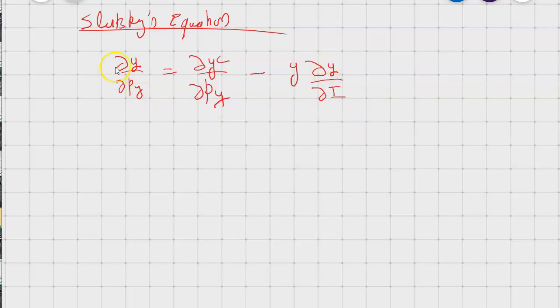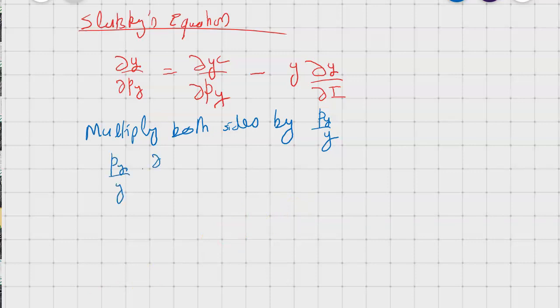So we want to now transform this equation into the elasticity form. We will do this by multiplying and dividing both sides by an expression. Specifically, we will multiply and divide both sides by py over y. And then we'll see that using simple algebraic manipulations and the definitions of elasticity, we'll be able to get the Slutsky equation in the elasticity form.